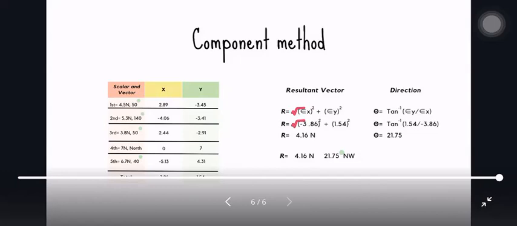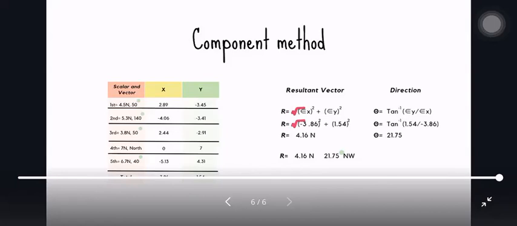For our x, 4.5 cosine 50 degrees, and it will result on 2.89. Second point, 5.3 cosine 140 degrees, that will result on negative 4.06.